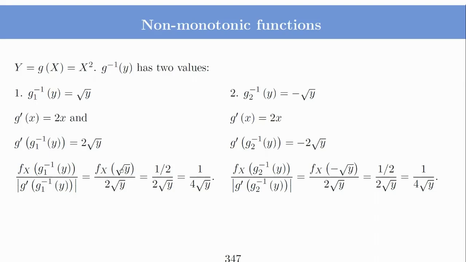Again, the result will depend on the PDF of x. Suppose the PDF of x is half, if I am taking the uniform random variable between -1 and 1. So in that case, the PDF will be half if y is between 0 and 1, and the derivative is 2 root y, so I'll get 1 upon 4 root y. Okay, so when y is less than 1, this is the PDF you will get.